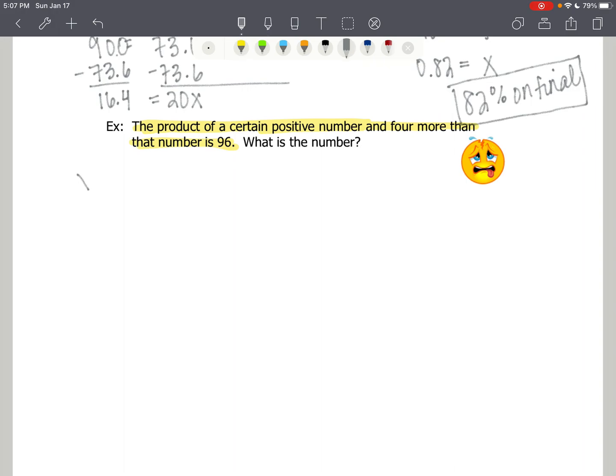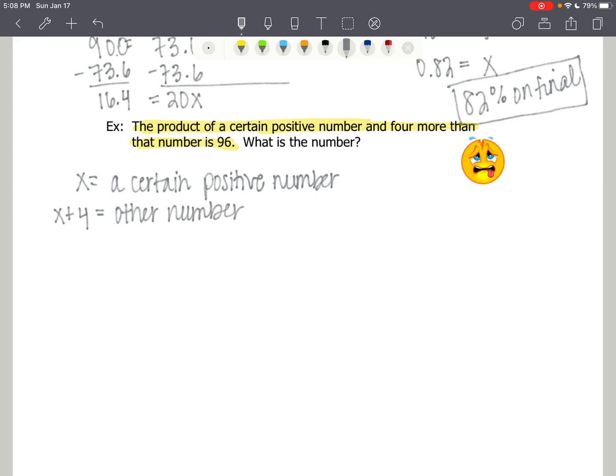So let's define our variable. x is a certain positive number. And then 4 more than that is going to be the other number. So x plus 4 is the other number. Okay? We want to know that certain positive number. So we want to know what x is. Now the product of the positive number and 4 more than that number is equal to 96.